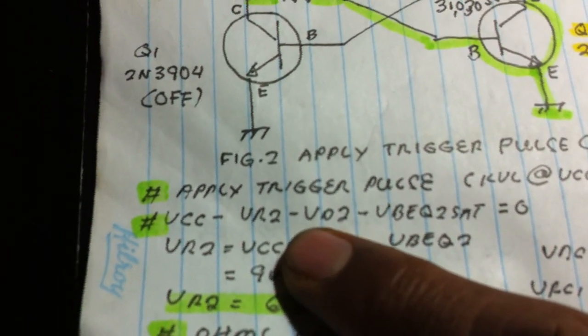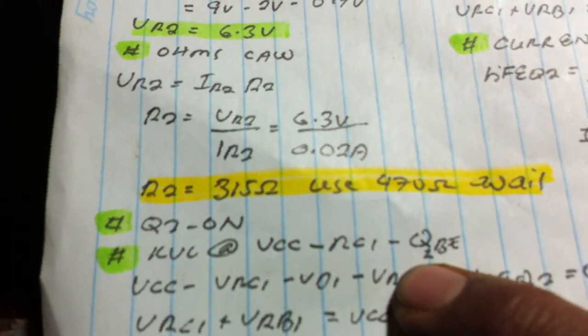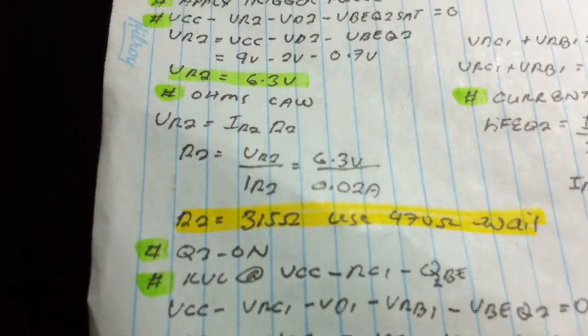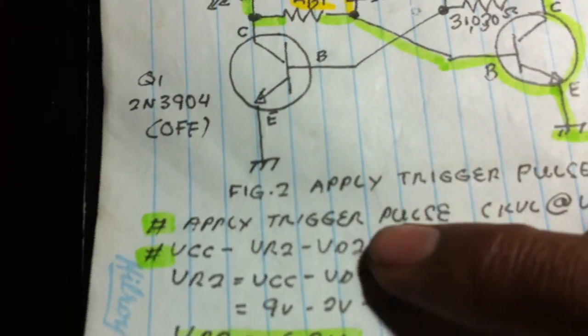BR2, where is that? Here. BCE2, RC1. So let us see what happened here. Oh, applying a trigger pulse.